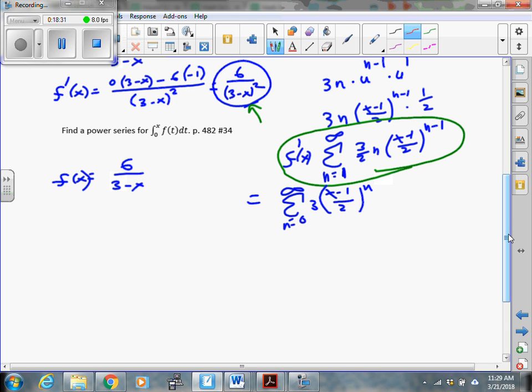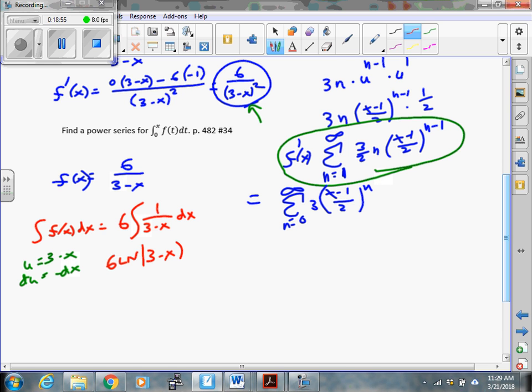So if I want the integration of f of x dx, this is the one that's probably simpler of the two. I'm going ahead and integrating that and pulling the 6 out. And I believe, if I'm not mistaken, I've got a u there, which is 3 minus x. My du would be negative dx, so I've got to be careful with that negative. Concluding that it's 6 ln of 3 minus x, and then I need a negative. I now have, right here, the power series for the integration of that function.